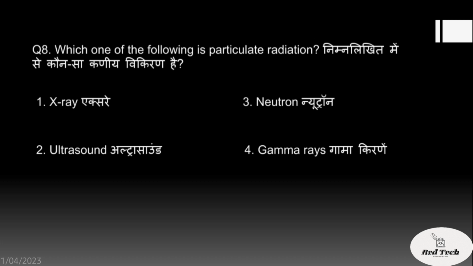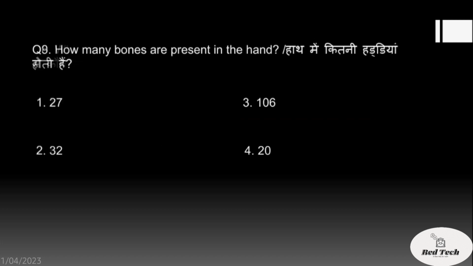Question number 8. Which one of the following is particulate radiation? So we have to tell about particulate radiation. The options are X-ray, ultrasound, neutron, or gamma rays. So the right answer is basically neutron, which comes under particulate radiation. The others are basically ionizing or non-ionizing radiation.